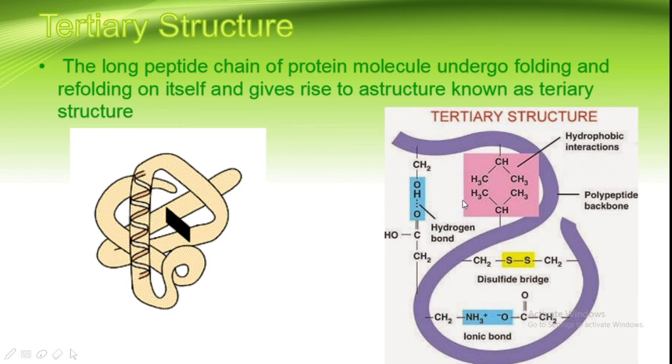And when we look into the chemistry, the folding and refolding is due to hydrophobic interaction. The polypeptide backbone is there. If you observe over here, hydrogen bonding is also present between the molecules, and disulfide bridges are also there, along with ionic bonding. So in this way they will be folded and refolded. When the protein is folded and refolded on itself, this structure is called the tertiary structure.